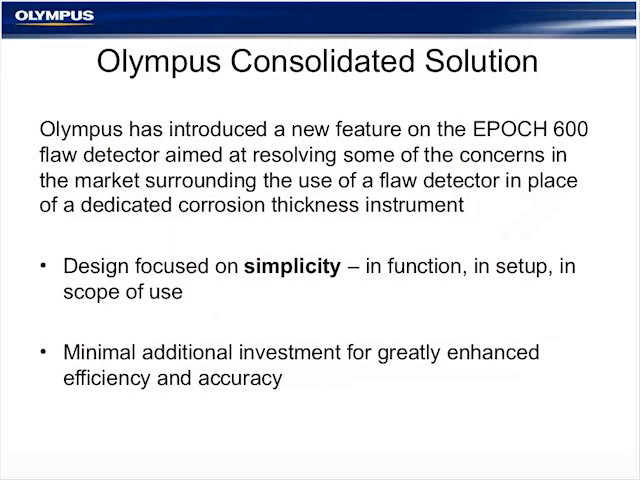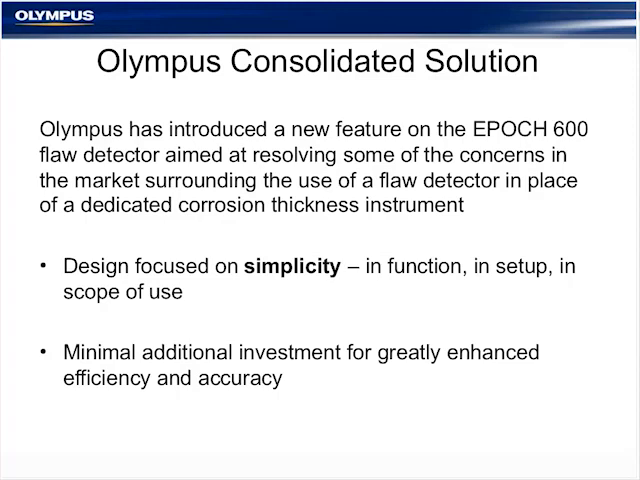So all of the disadvantages that we just discussed with using a flaw detector for the corrosion market tend to hinge on the manual control of a flaw detector and the higher level of training required. So our efforts from Olympus with this corrosion feature are to simplify this overall process, both in function, in initial setup of the instrument, and also in the scope of its use.